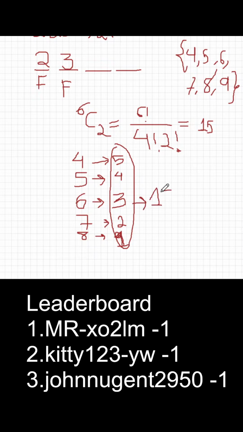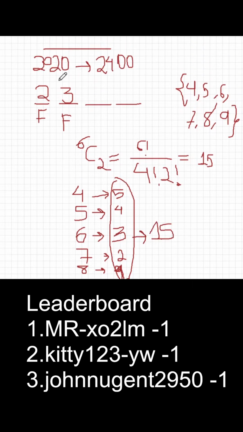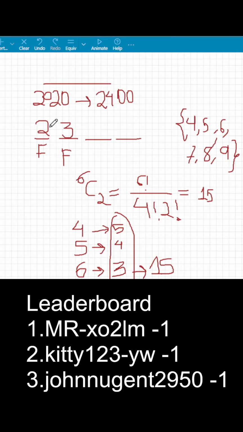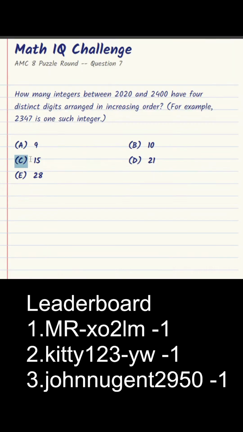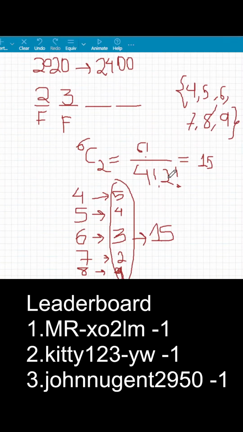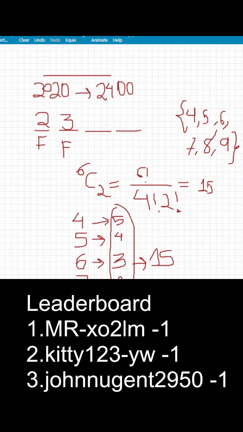So there are a total of 15 integers you can find in this range which satisfy the increasing order and distinct digits rule. So the correct answer is 15, that is C. You can have a look at the solution once, and then we can move to the next question.